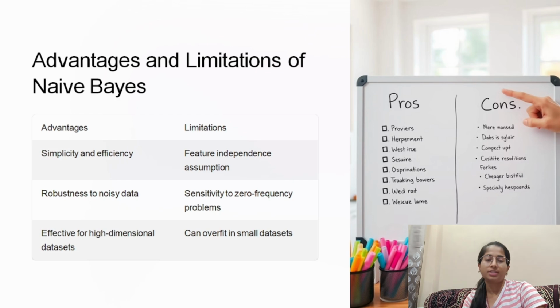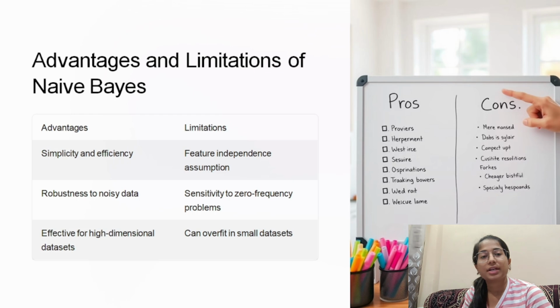Robustness to noisy data. What basically is noisy data? Where too much data is provided for the analysis, that is included in noisy data. What Bayes theorem basically does is easily handle noisy data. Where too much data is provided to us, we can easily apply the theorem and analyze that data. Effective for high dimensional data sets. High dimensional data set means a very large amount of data.